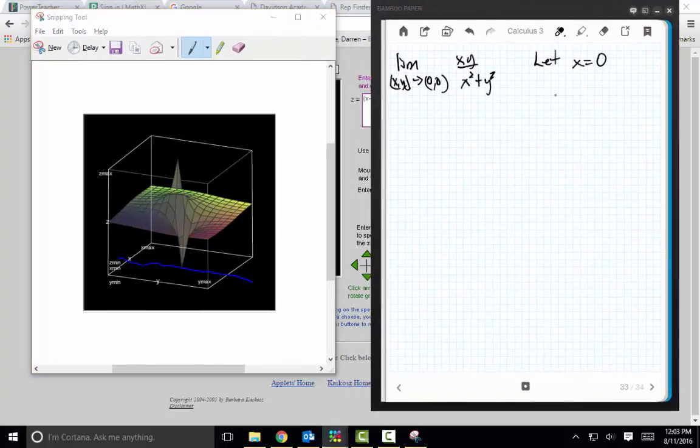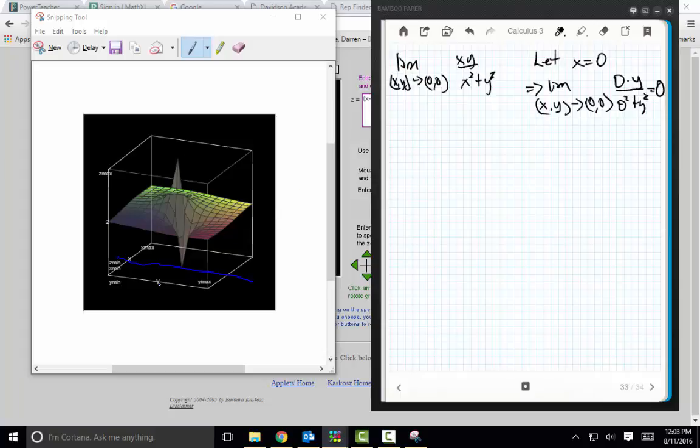Okay, so let x equal 0. If x equals 0, then this implies the limit as x, y approaches 0, 0 of, well, what do I get? 0 times y over 0 squared plus y squared, which should be relatively obvious equals 0. Okay, so we have a path and we have a limit. Sweet. The limit exists. We have a number that we can actually hang our hat on.